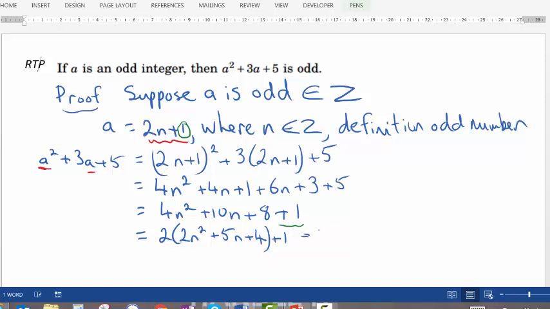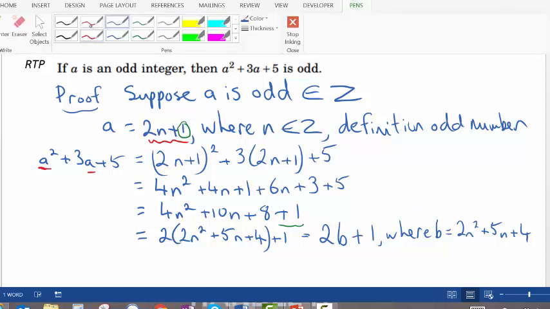This equals 2b plus 1, where b equals that 2n squared plus 5n plus 4. Which is basically just an integer.